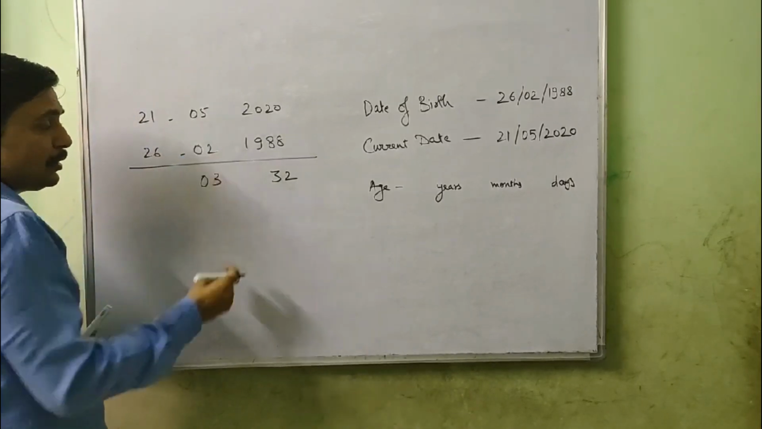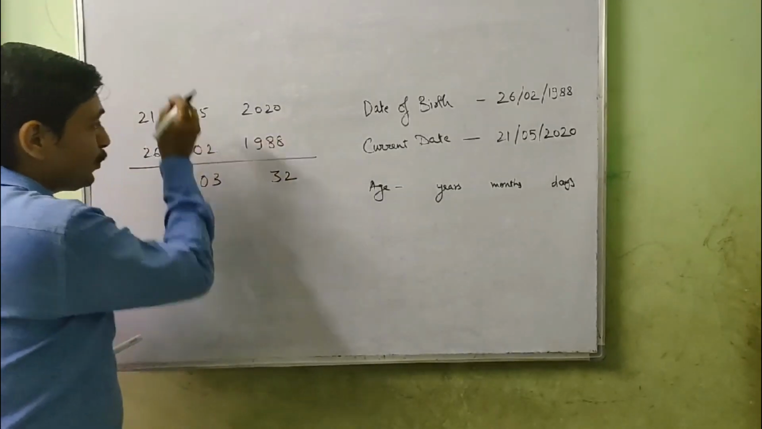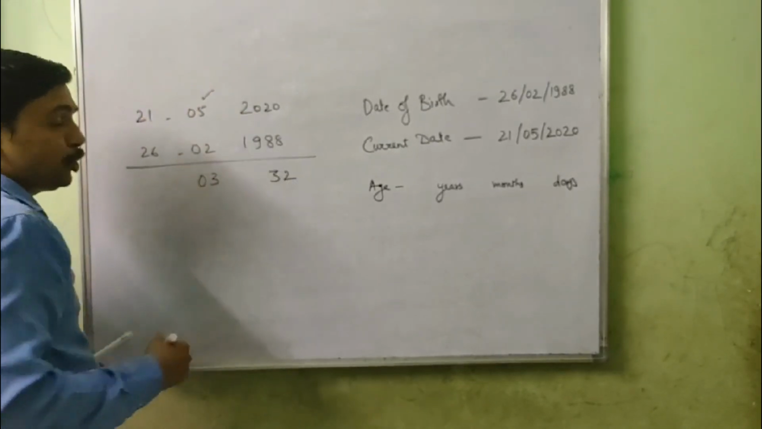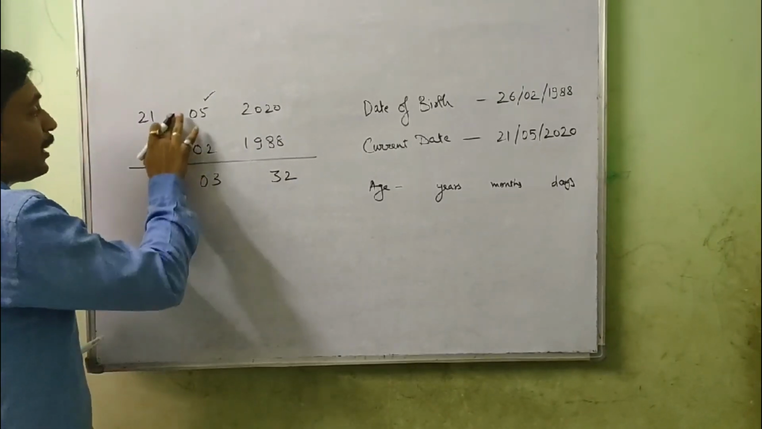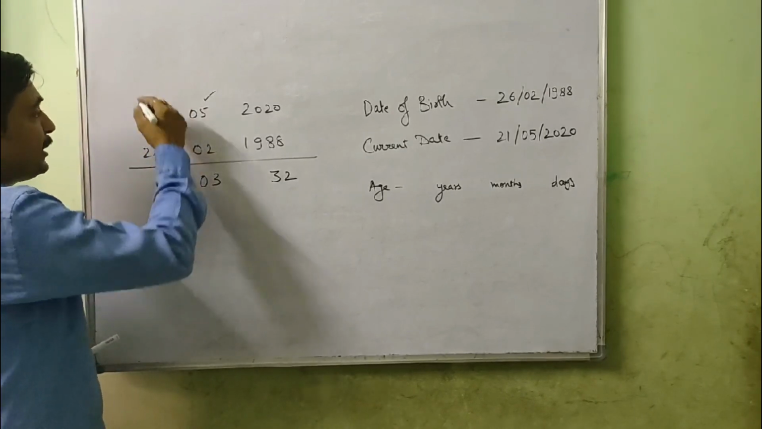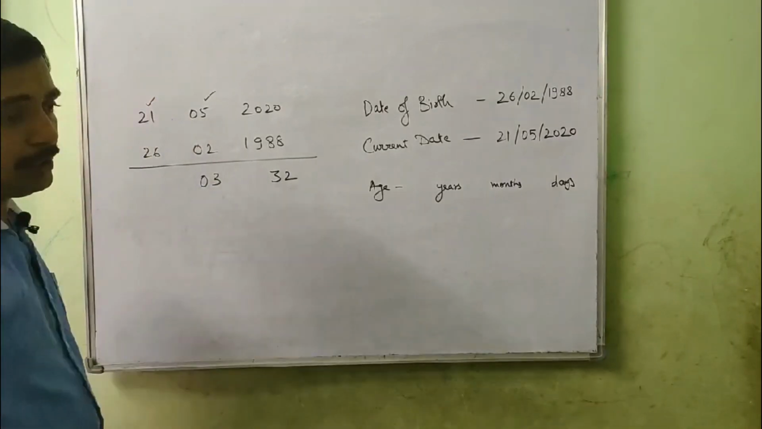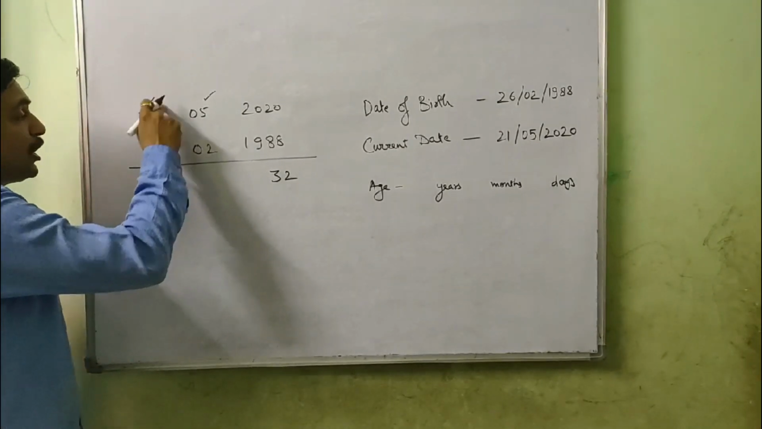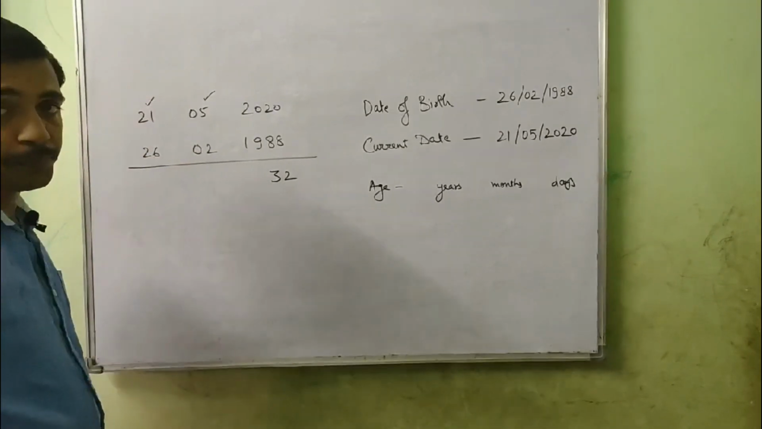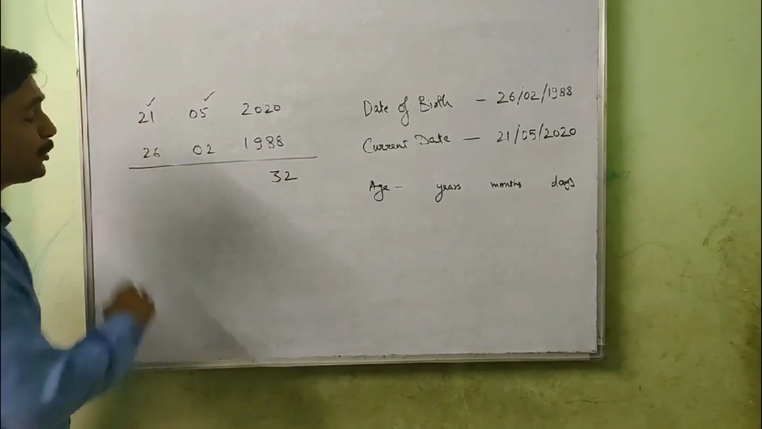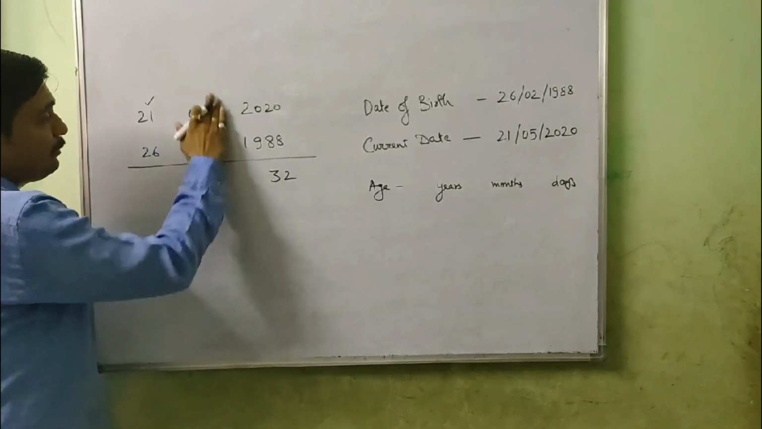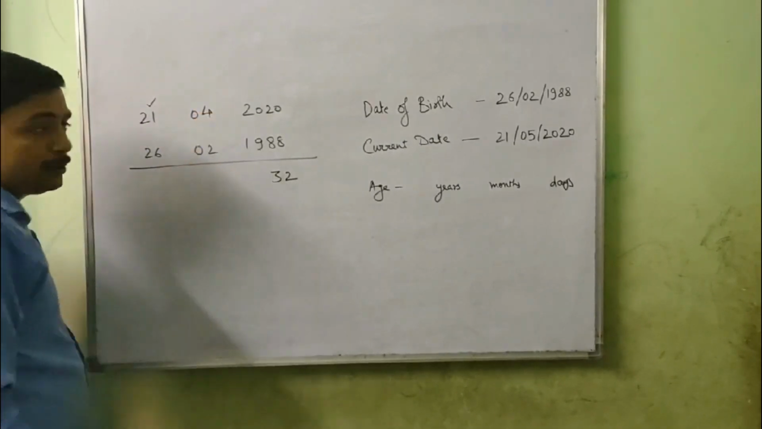So before you subtract the year, you have to check the month, that your current month should be greater. And before you subtract the month, you should check that your current day should be greater. I cannot subtract the month right now because the current day is not greater than the birthday. Current day is 21, birthday is 26. So what I will do, I will take 1 month from here, so it will become 4.